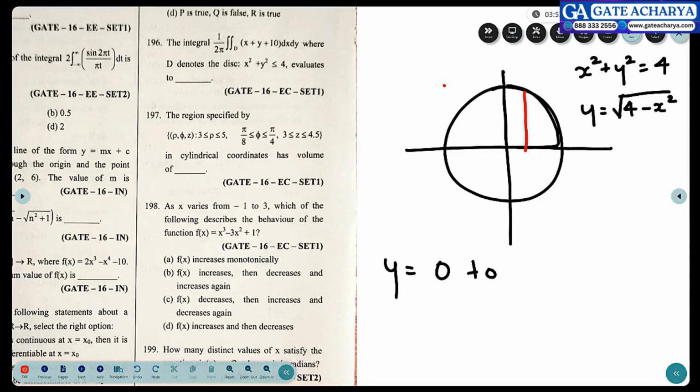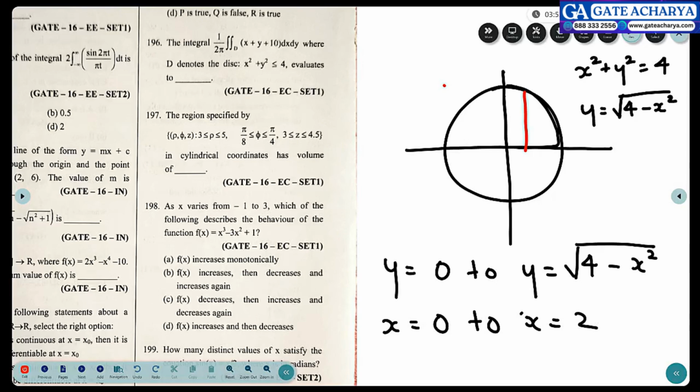Actually, there are plus or minus roots, but since I am taking only the positive value, I will be taking only the positive root. So y is equal to the square root of 4 minus x square. Next, x is equal to 0 to what? If I sweep the strip from x equal to 0 and reach here, I am going to get the x value 2. Now substitute and find the answer.